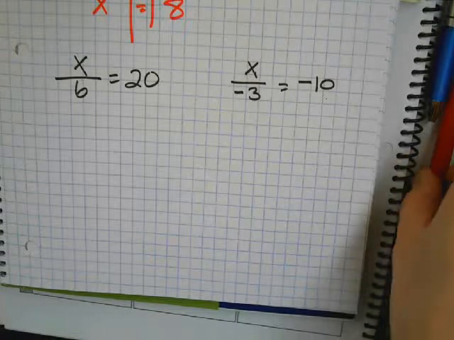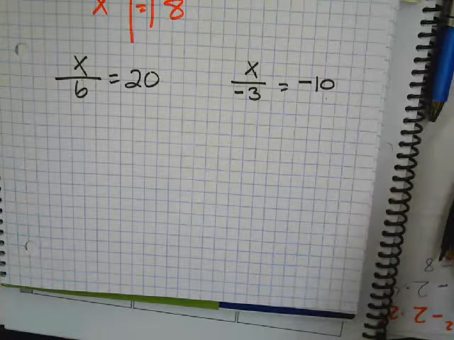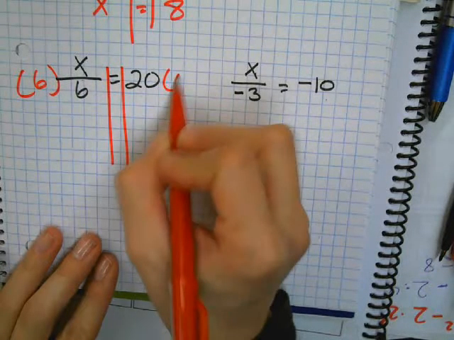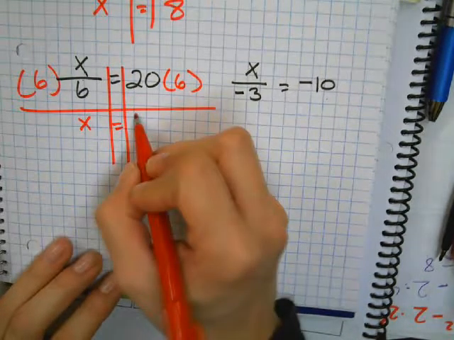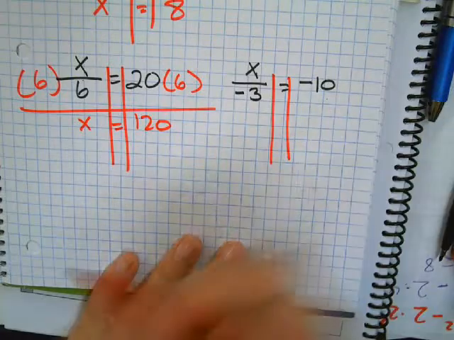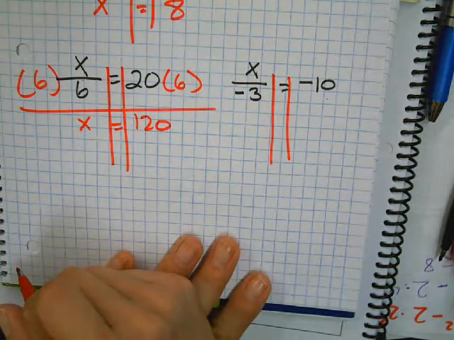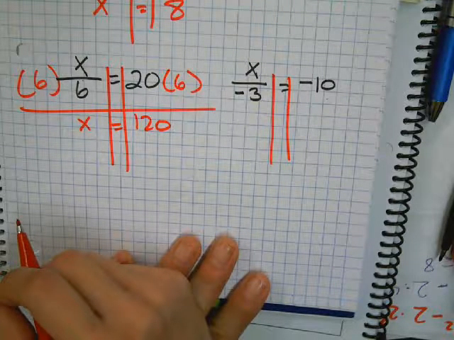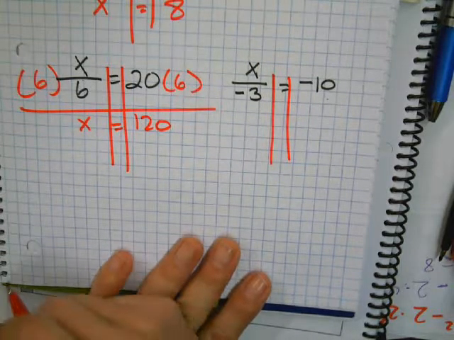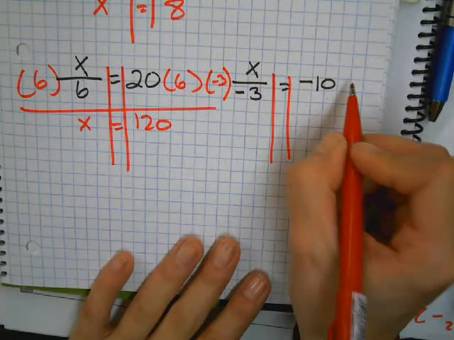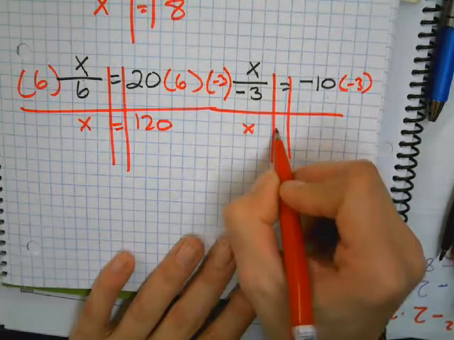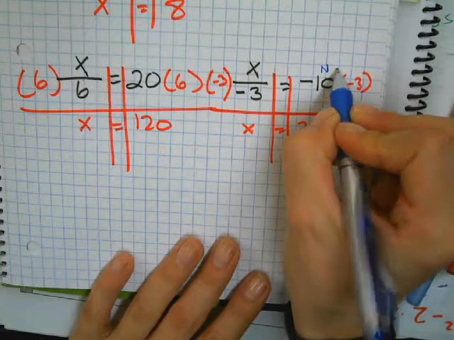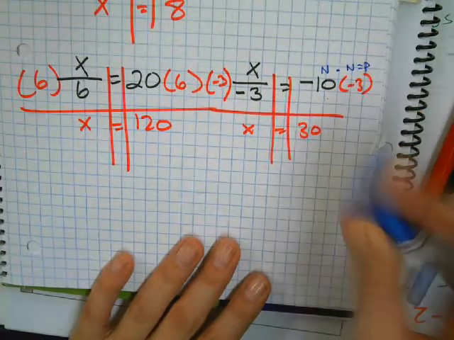Alright, what's the answer for the first one? Wait, David? 120? Good. So, did you do this? Good. X equals 120? Good. What's the answer for the second one? David? No, not David. Jose, sorry. No. 30. Times -3, times -3. X equals positive. Why is it positive? Well, this is a negative times a negative is equal to a positive.